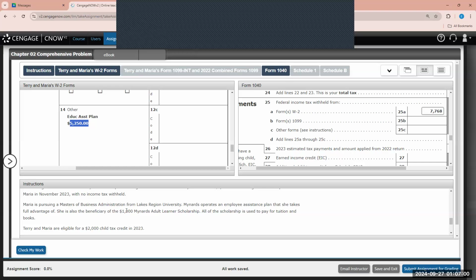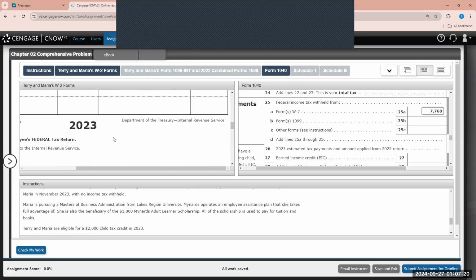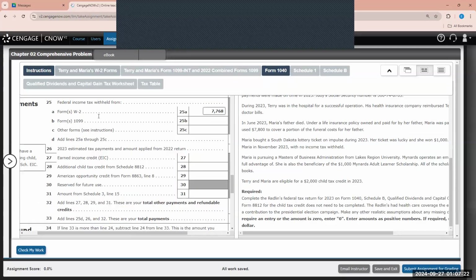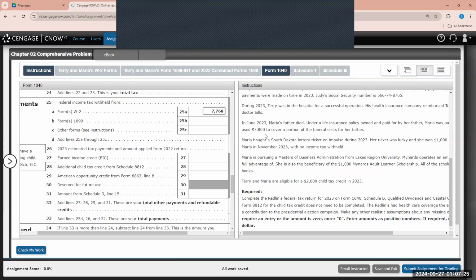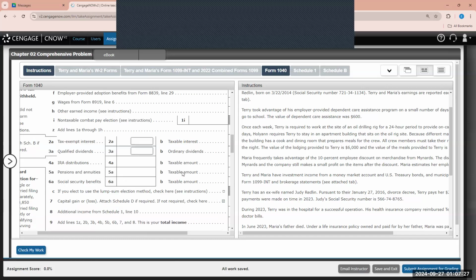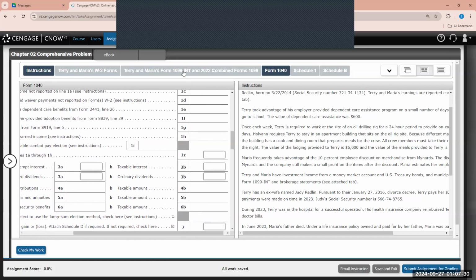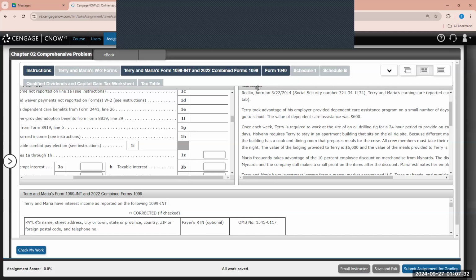She also received a $1,000 scholarship. One rule as it relates to scholarships is that scholarships as they pertain to tuition and books are not considered taxable. However, scholarships for room and board are considered taxable. So just keep that in mind. So we basically reported everything that we needed to for the W-2s. So we can close that. Next, we're going to start to look at the 1099 INT and the combined Forms 1099.